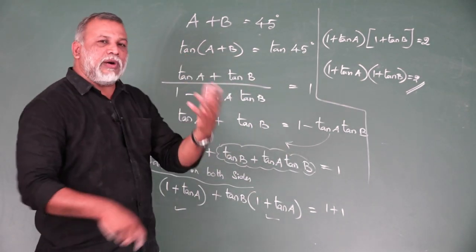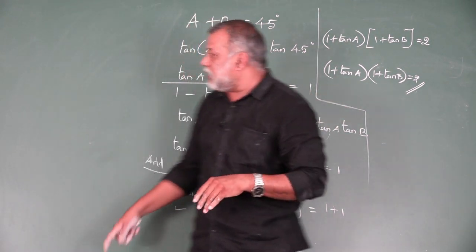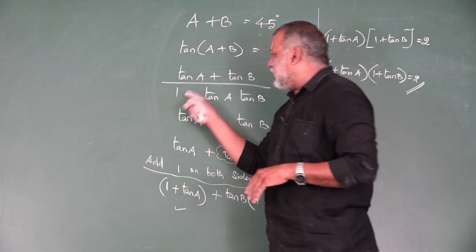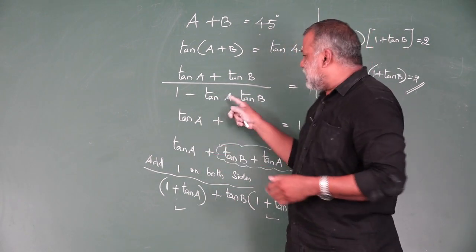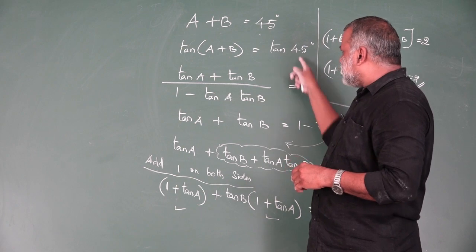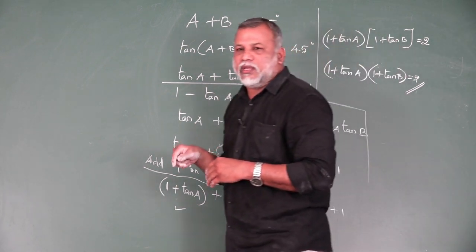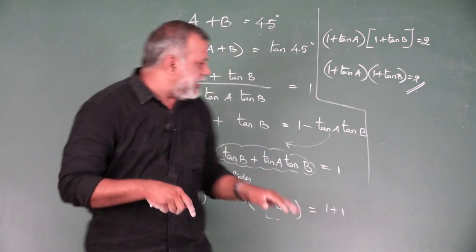The LHS is in the form of tan of a plus b. So tan of a plus b, just expand the formula: tan a plus tan b divided by 1 minus tan a tan b. After that, in your RHS, tan 45 equals 1. Then cross multiply the denominator, 1 into that value, again the same.